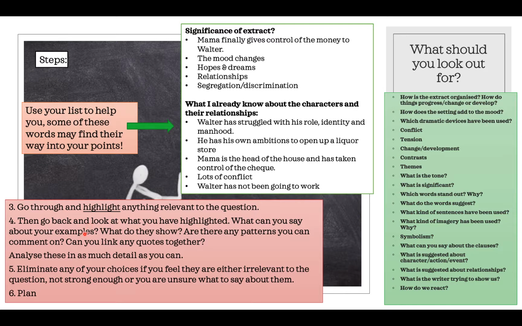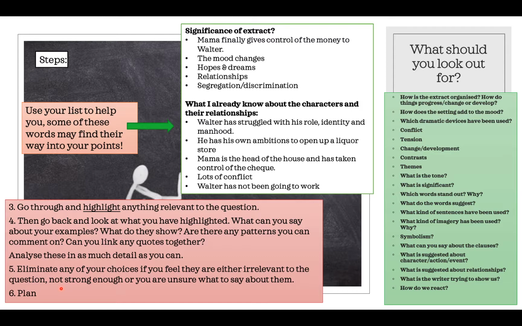So once you've gone through and you've tried to do a little bit of annotation and a little bit of analysis and maybe name some dramatic devices, then you can go back again and you can start to eliminate any of your choices. And by eliminate, I mean decide which ones maybe no longer fit or you don't think are as strong. So once you've been through and annotated, you may get to one of the quotations you initially highlighted and think, oh, I don't know what to say about this. I've got no idea what I can say.